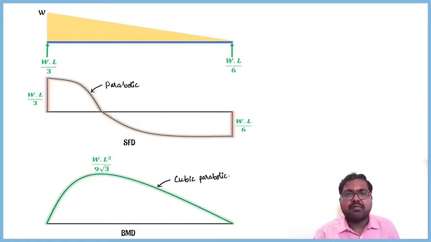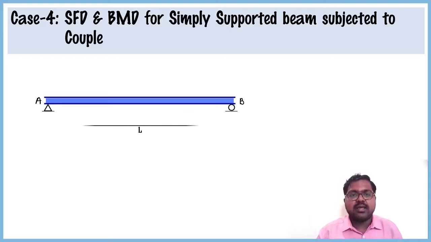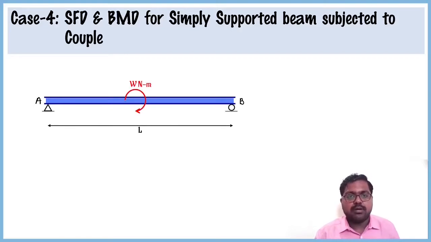And then we have one more case: the shear force and bending moment diagram for a simply supported beam when subjected to a couple. So here I am taking the same AB beam, which is simply supported, of length L, subjected to a couple. Considering a point C, a couple is acting at a rate of W Newton meter. So now we need to draw shear force and bending moment diagrams for this couple.